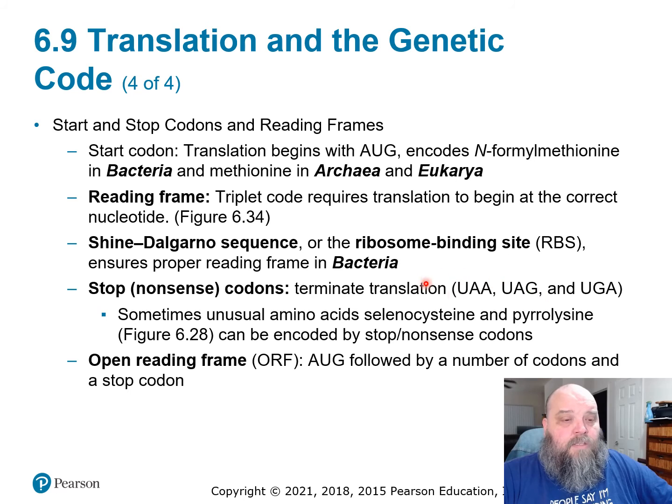Stop codons, well, they're pretty much the same for all living things, UAA, UAG, UGA. You'll see in some organisms, very few, selenocysteine, pyrrolysine, these are variant amino acids, may override the stop here. One of these stop codons may code for these in very few organisms under certain conditions.